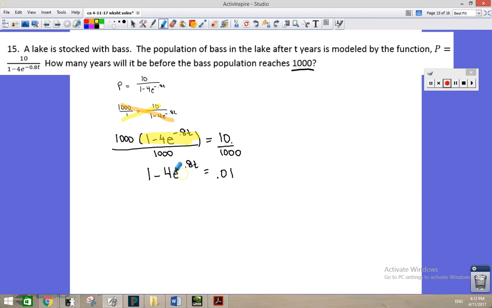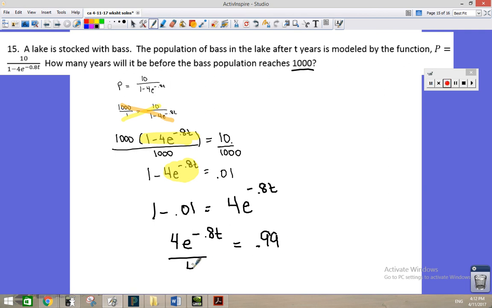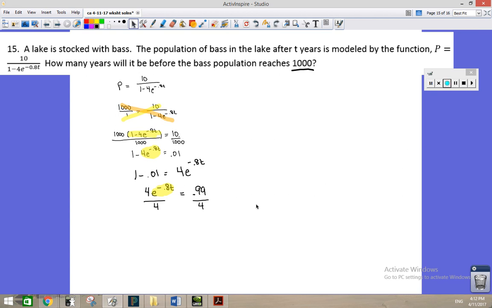So the term that contains my variable, let's get it by itself. And we've got 1 minus 0.01. I just switched places with those two terms. So I have this 4e to the negative 0.8t. 1 minus 0.01 is 0.99. Let's divide both sides by 4 to get that e by itself, to get this base that has my variable as an exponent by itself. So 4 divided by 4 is 1.